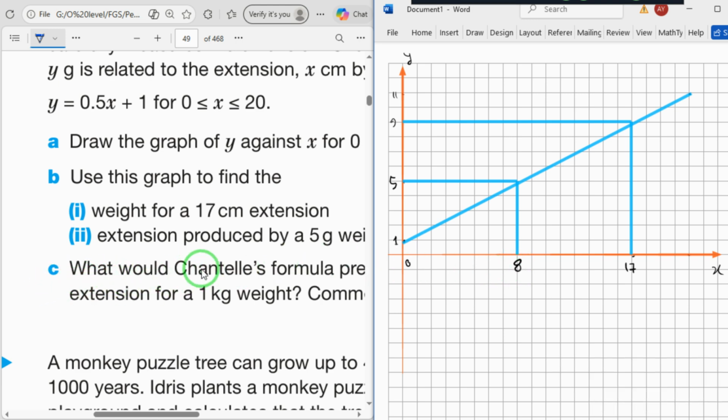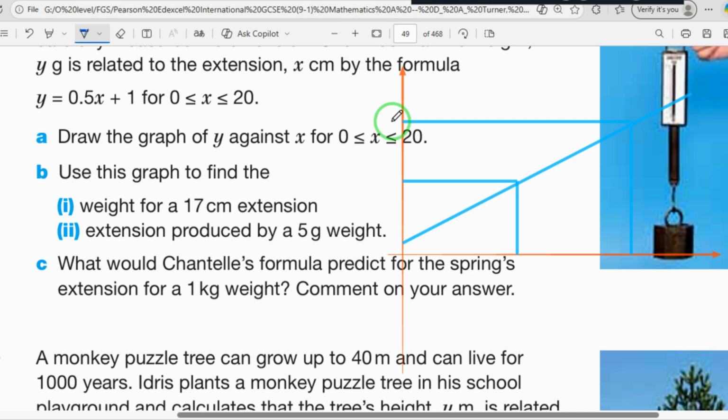And part C said, what would Chantal's formula predict for the spring's extension for 1 kilogram? So 1 kilogram is impossible to add to this spring because it cannot be carried over, so it will be damaged or destroyed. It cannot bear 1 kilogram. It's impossible for this reason. So this question is solved. Now we check.